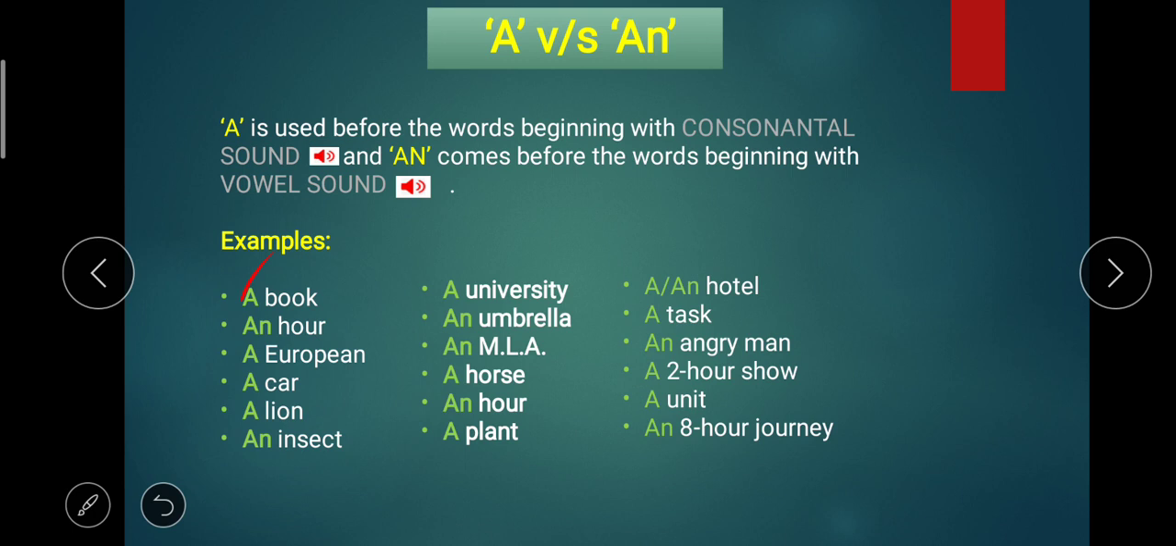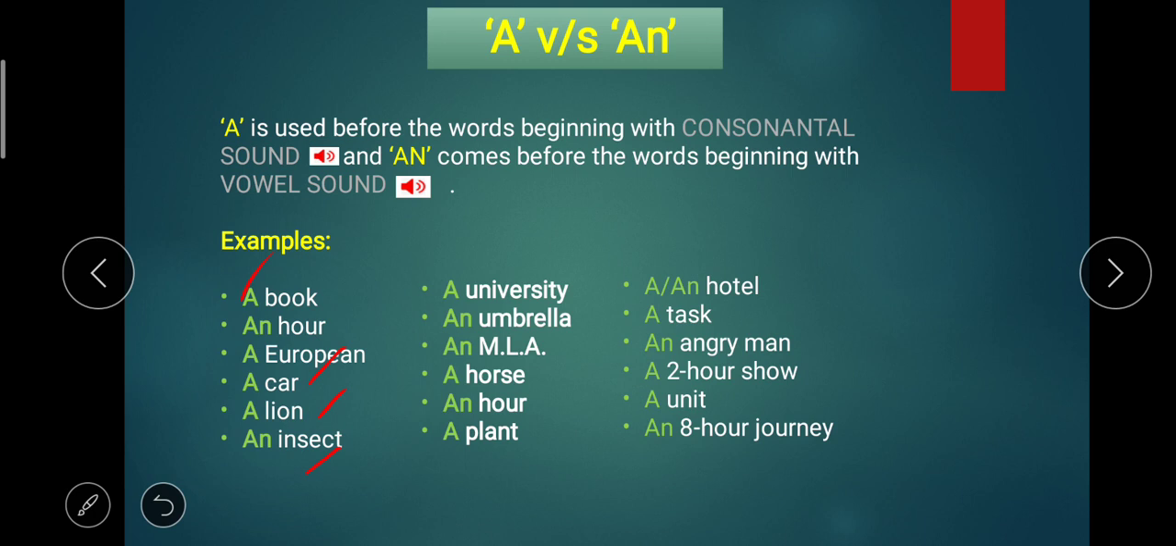So an hour. The same way we can see in European, the word begins with a vowel E, but the first sound that comes out is Ye. European, Ye sound. And Ye is a consonant. That's why we'll use a, not an. A car, a lion, but an insect.